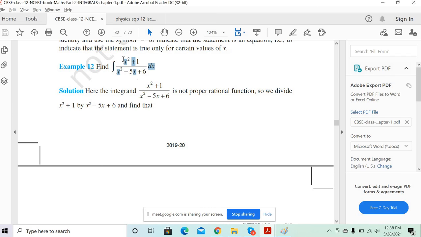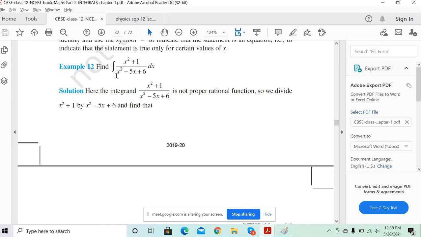Yes, sir. So here the degree of x is 2. Can you see that? And here also the degree is 2. So they are not in the form of a proper fraction, so you cannot do the partial fraction here. Right? Because remember, the condition for a partial fraction was that the denominator degree should be 1 more than the numerator degree.